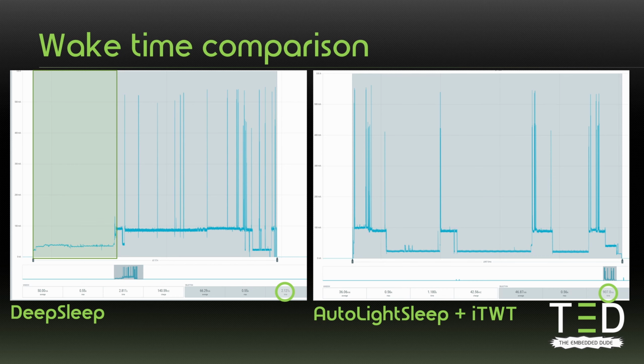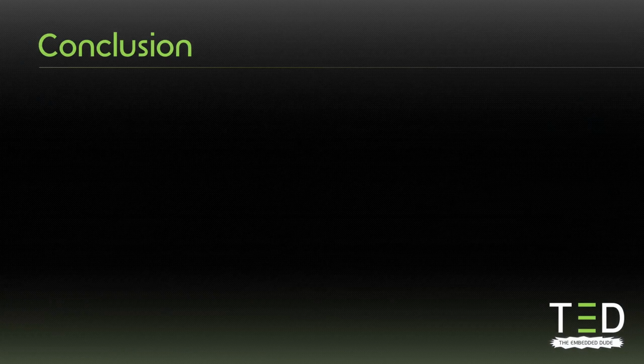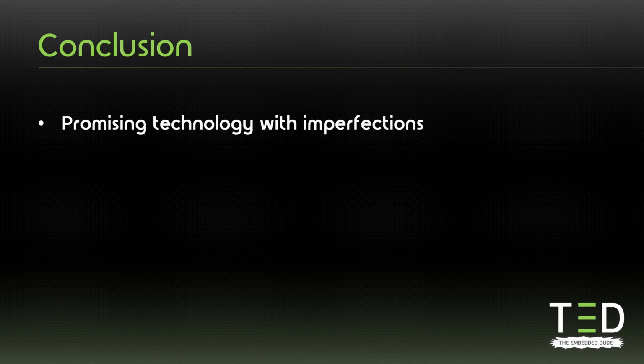Working with the ESP32-C6 and individual target wake time for a while, my conclusion is as follows. It's a promising technology with imperfections. Using individual target wake time, the power consumption is reduced up to 68% in my example. So I think this shows how powerful this technology can be for Wi-Fi battery operated devices.